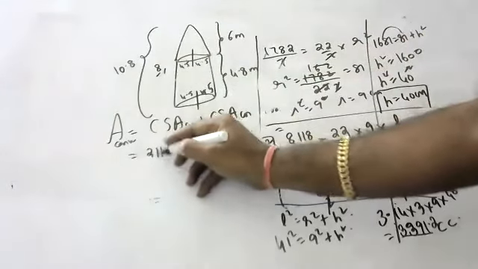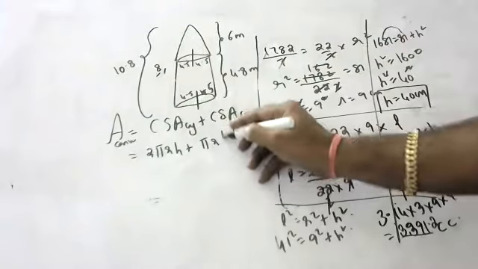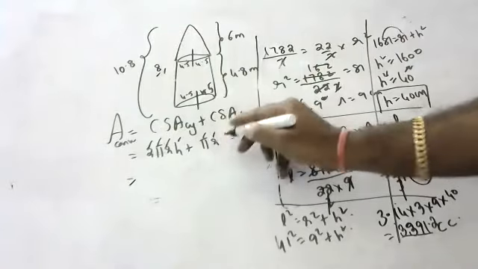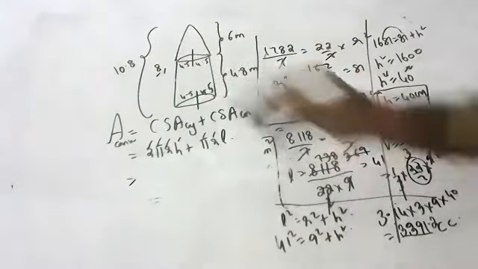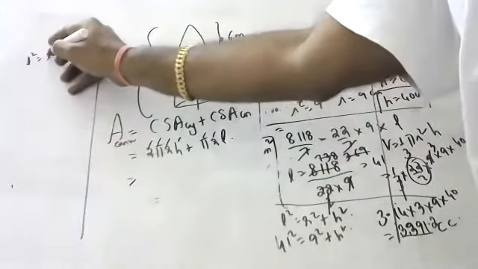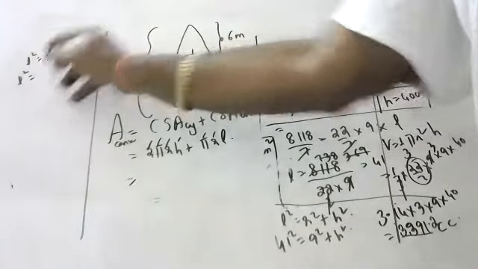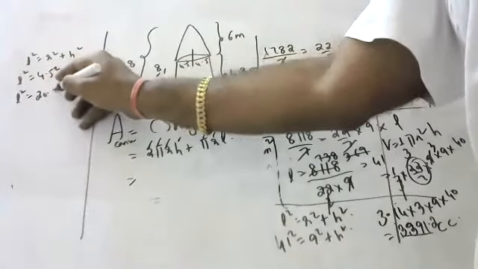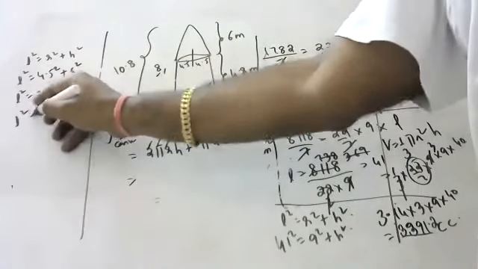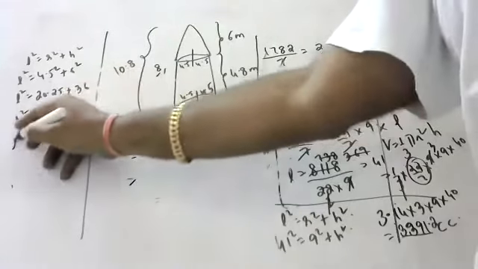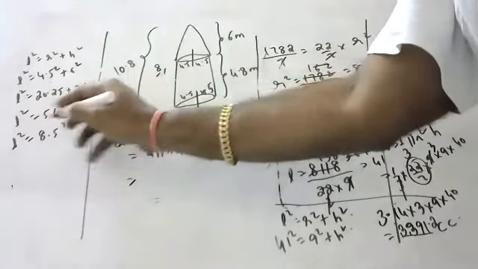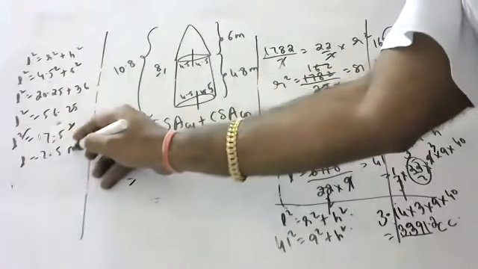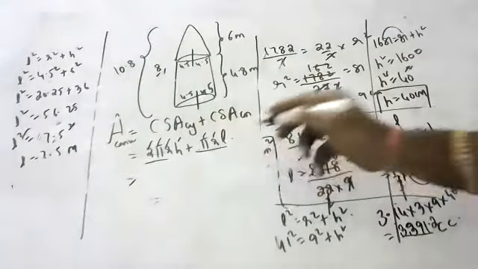Can you tell the CSA of cylinder? 2 pi r h plus pi r L. L is not there. Can you tell how to find the slant height? L square is equal to r square plus h square. L square is equal to 4.5 whole square plus 6 whole square. L square is equal to 20.25 plus 36. L square is equal to 56.25. So L is equal to 7.5 meters. Now in this and in this, pi r is common.